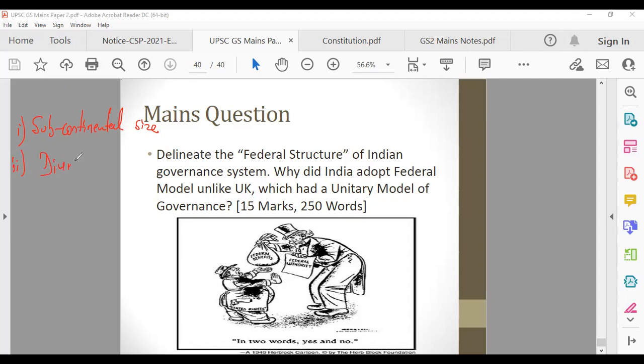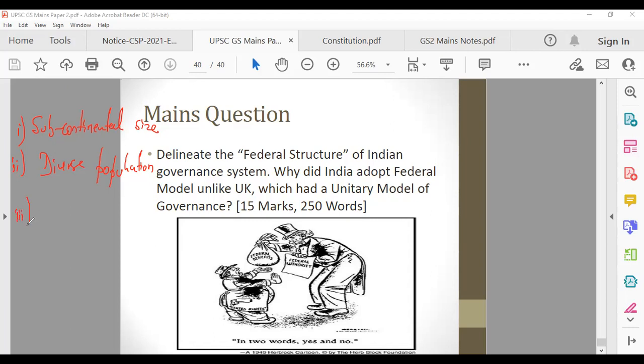Then diverse population. It's not like there's a homogeneous population here. We have a very diverse population. There are Dravidians, there are Aryans, there are Marathas. You can understand there are so many types of people with different cultural, religious and linguistic diversity, and they need their own set of people to guide them, to rule over them, or to help them in making policies. So we need to cater to this diverse population, and that's why we adopted a federal model where we divided power in different regions.